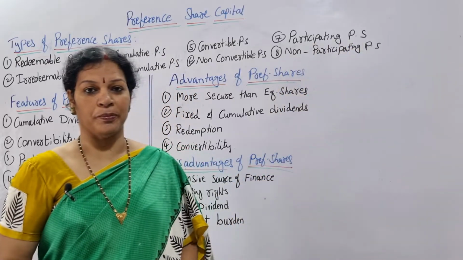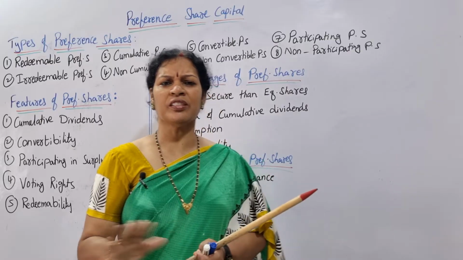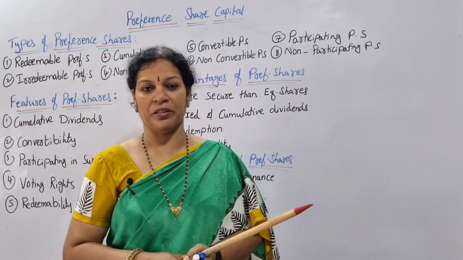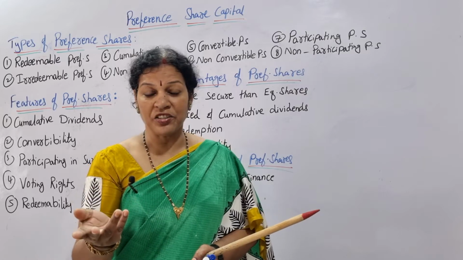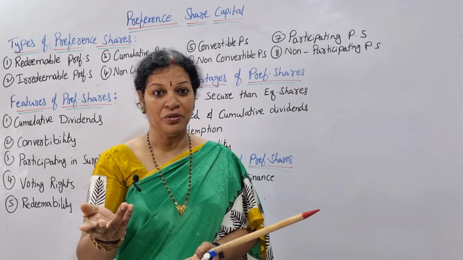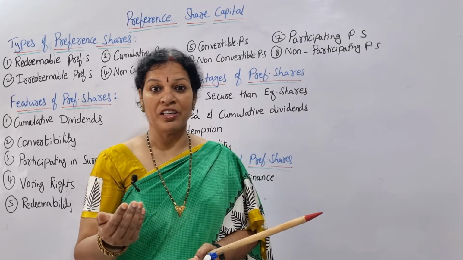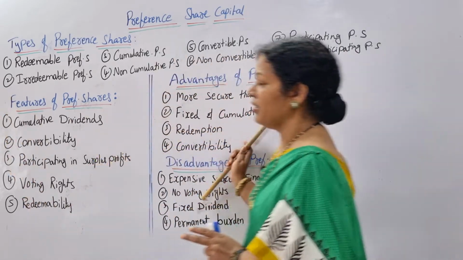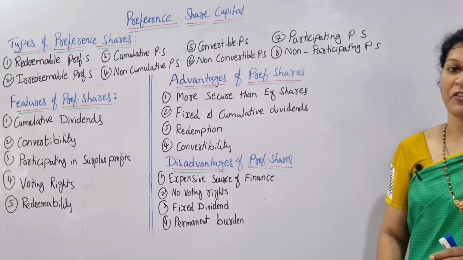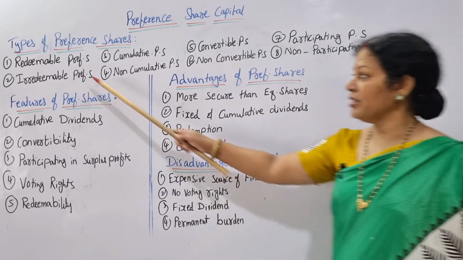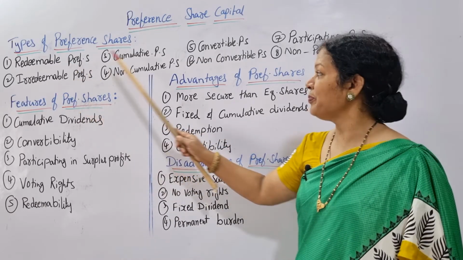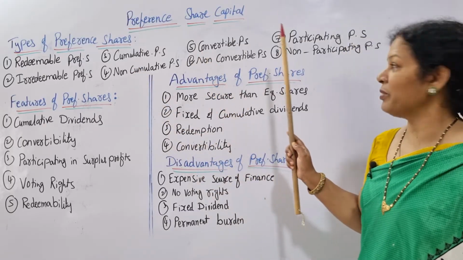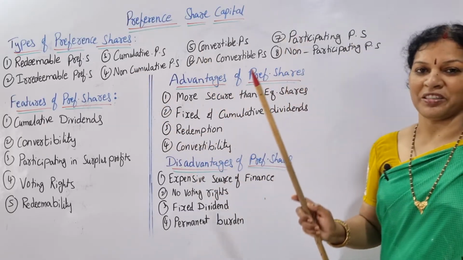Eighth one, non-participating preference shares. It means simple, whatever dividend rate I am eligible for, I'll get that one only. Once again, in extra profits I am not eligible to participate. That's all. Very easy to remember, na? So the 8 types of preference shares: redeemable, irredeemable, cumulative, non-cumulative, convertible, non-convertible, participating, non-participating.